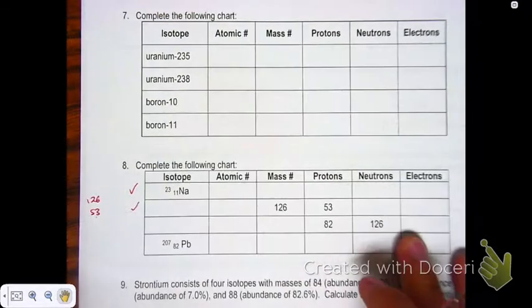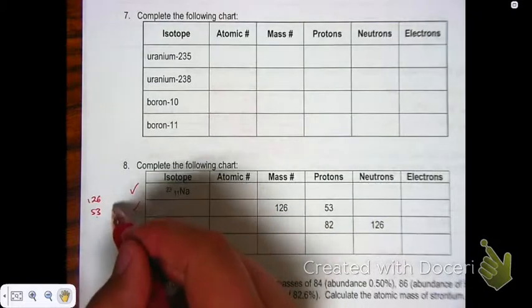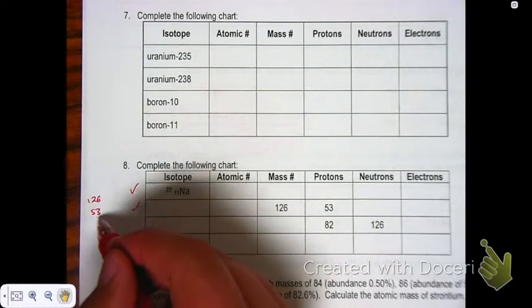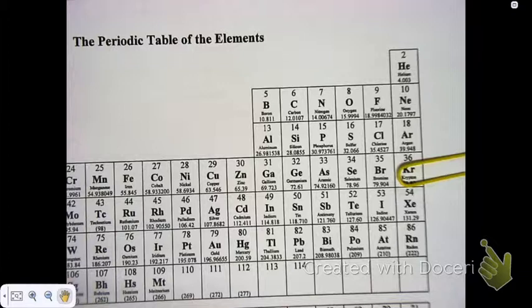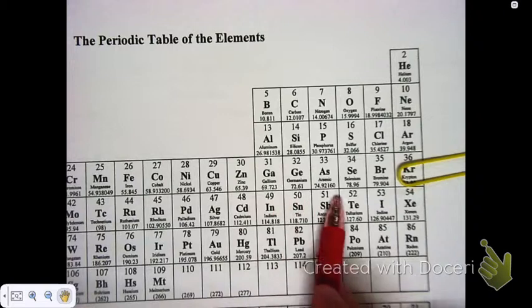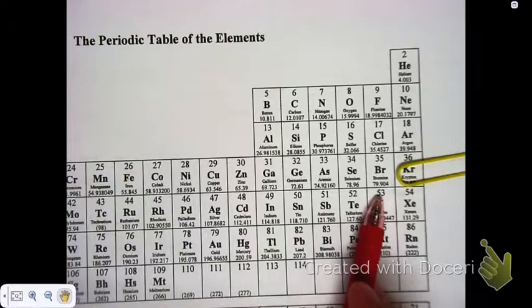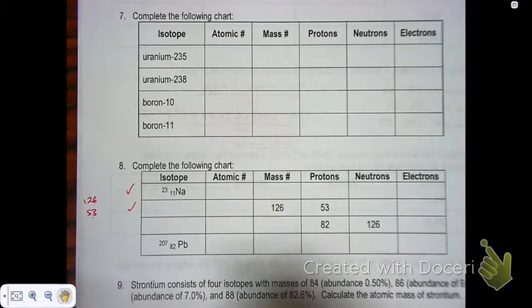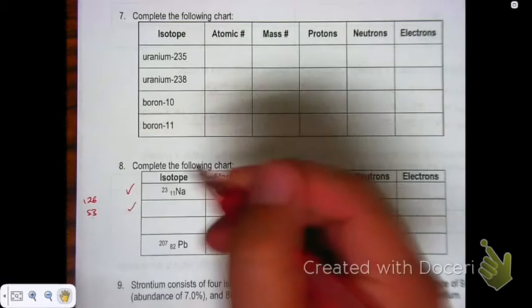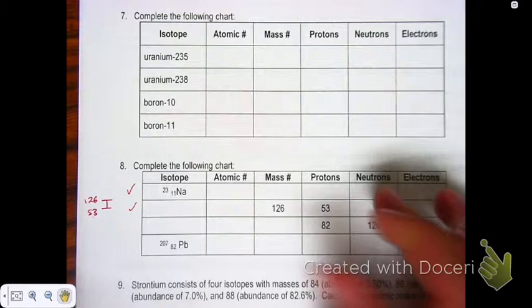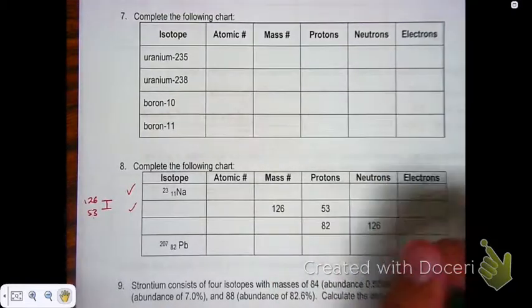We have our numbers, but what we need now is to get our element symbol. We need to figure out what element this is. We're going to use our atomic number and the periodic table. We are looking for the element with atomic number 53. Remember, atomic numbers are the numbers on top. We get to 53, and the element that corresponds to it is iodine. Iodine is abbreviated as I, so that's the element symbol.